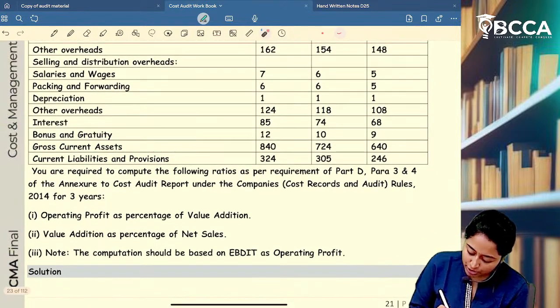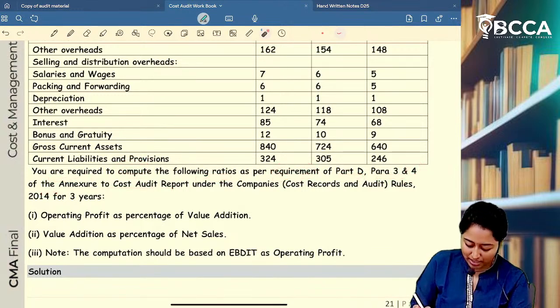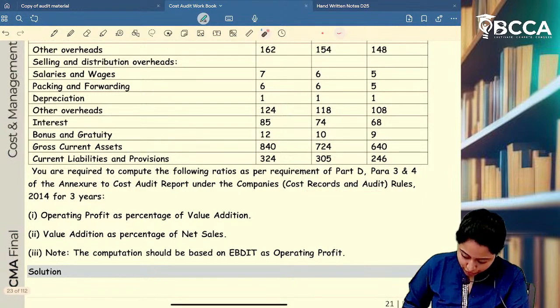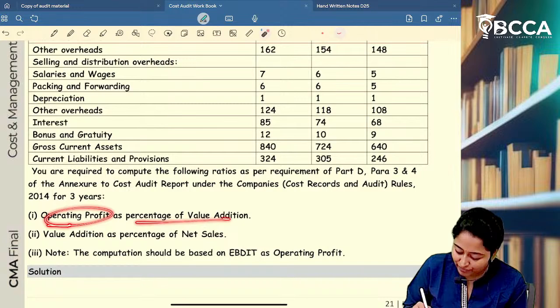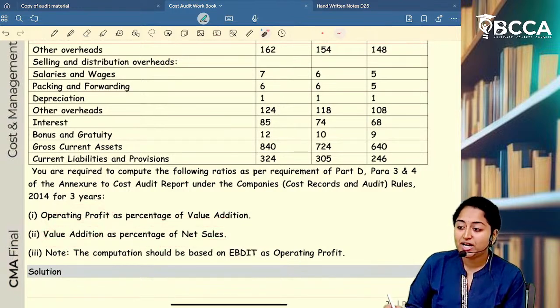Now here, you are required to compute the following ratios as per requirement of Part B, Para 3 and 4 of the annexure to the cost audit report under Companies Cost Records and Audit Rules 2014 for 3 years. Operating profit as percentage of value addition, and value addition as percentage of net sales.